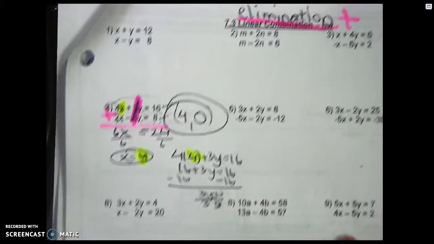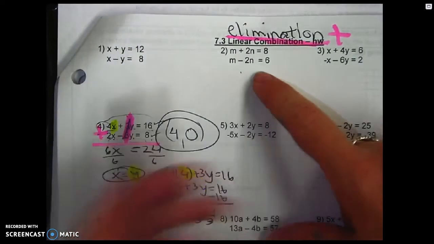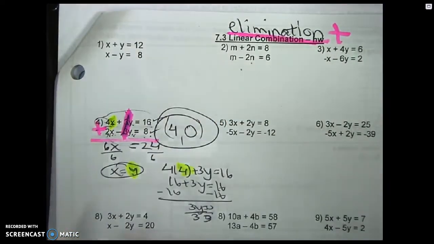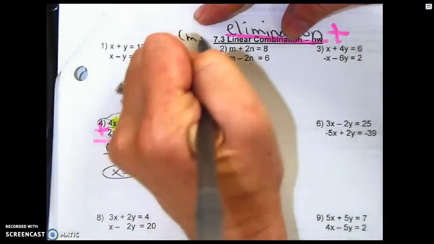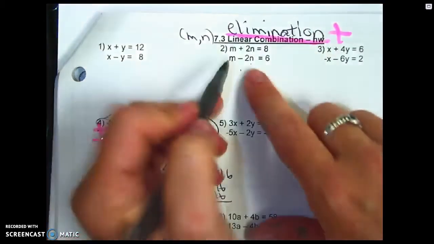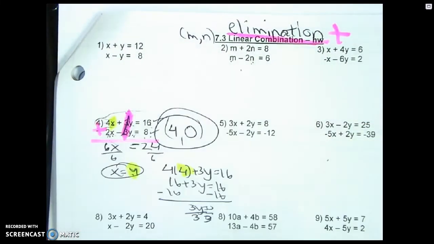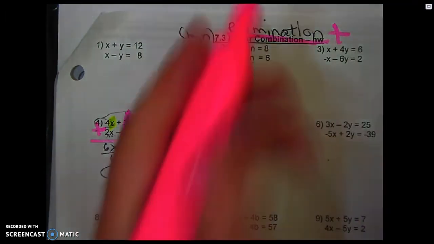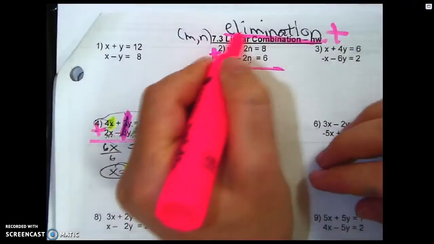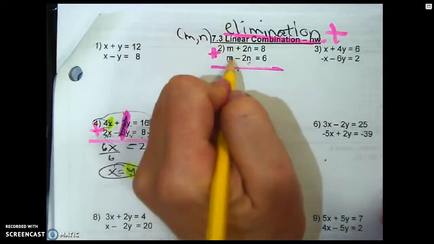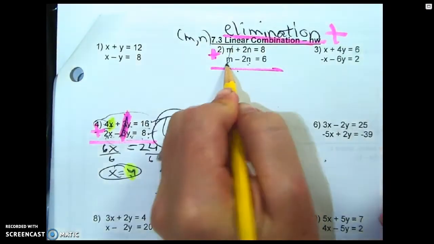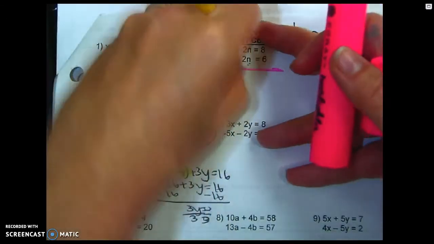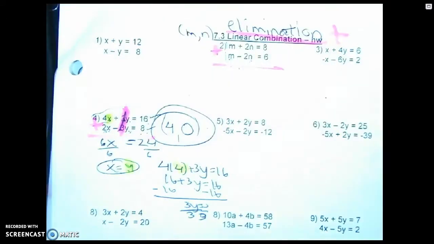Well, let's look at number 2. Number 2 is a little bit different. This had an x and a y. This has an m and an n. Who cares? First comes m in the alphabet. Second comes n. So this is like an x, and this is like a y. Don't get intimidated. Now, some of you think, when I add, that the m's go away, but they wouldn't go away because m plus m, well, you have one m, and you have one m, so it doesn't go away, and it's actually 2m.